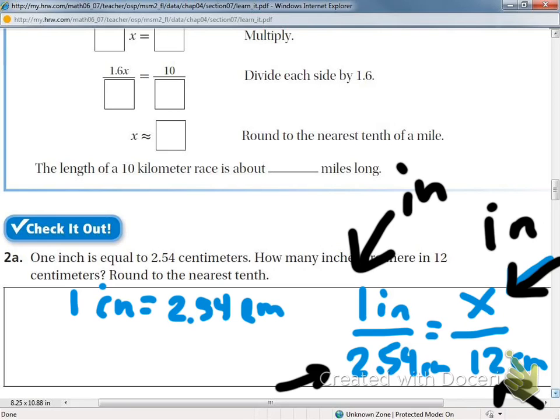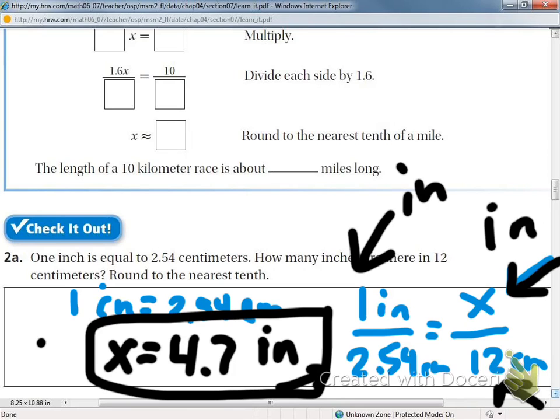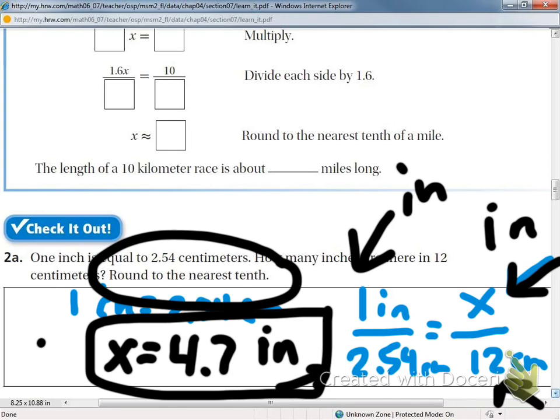Now I'd like you to cross multiply and solve for your answer. And the correct answer was x equals 4.7 inches. You should have rounded to the nearest tenth.